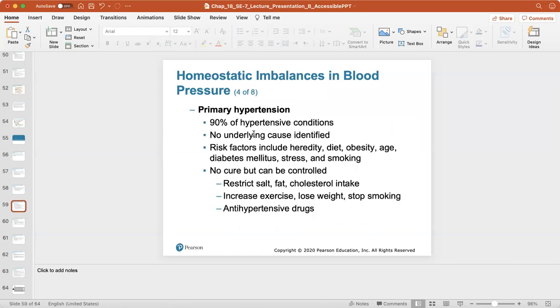Primary hypertension is 90% of hypertensive conditions. There's no underlying cause identified. Risk factors include heredity, so it can be genetic, diet, obesity, age, diabetes, stress, and smoking is huge.